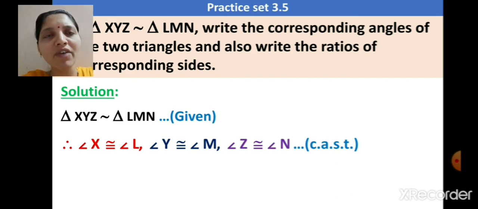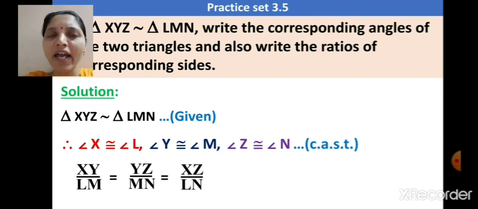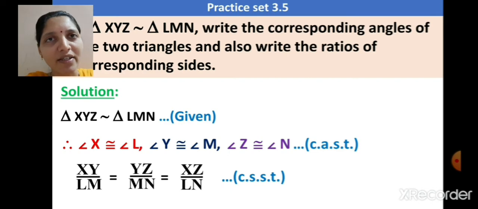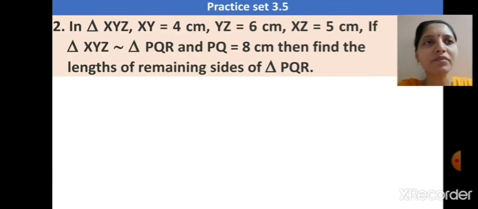Now similarly we have to find the ratio of corresponding sides. So what will be the ratio? Yes, XY upon LM is equal to YZ upon MN is equal to XZ upon LN. Reason again you will write as corresponding sides of similar triangles. So this was the answer for this question. Now let's move on to the second question.